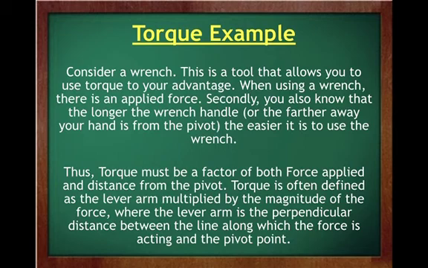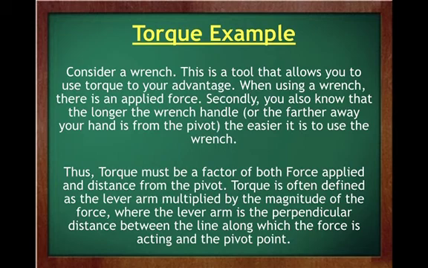You also know that the longer the wrench handle, or the farther away your hand is from the pivot point, which is the end of the wrench where you're attaching it to whatever object you're trying to turn, let's say a bolt, the easier it is to use the wrench. If you're dealing with a really small wrench, you're going to need to apply a lot more force to get that object to turn. So torque must be a factor of both the force applied and the distance from the pivot.